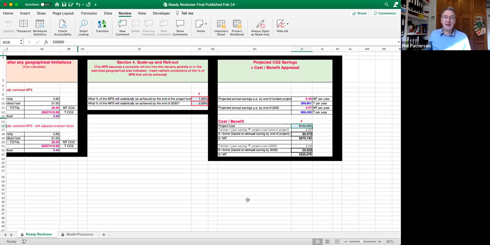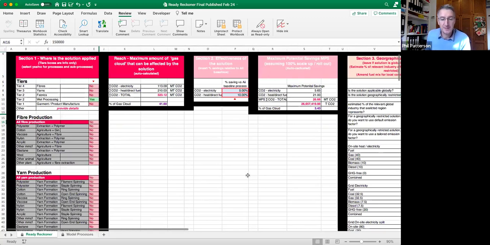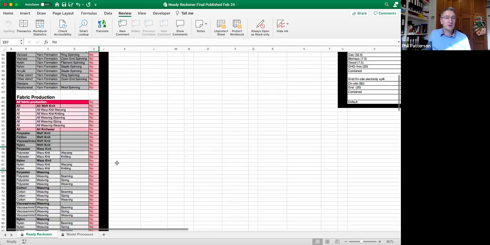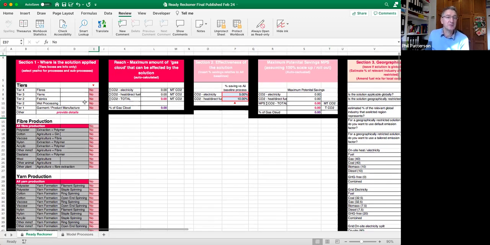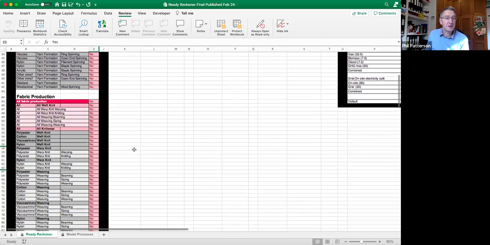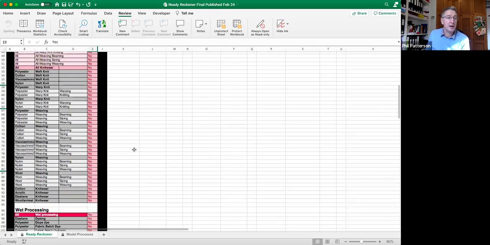I'll now show a different example, which is geographically restricted. So in this case, we're going to look at a solar PV project, which works in a country that represents 10% of all cotton weaving. So the way that we would do this is we would reset this, and we would go through again and say, in terms of fabrics, this is a fabric project because it is weaving, for information only. And then in terms of fabric production, we would go through cotton weaving.